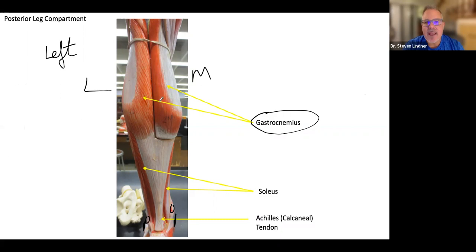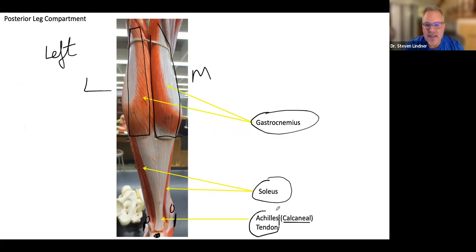So when we look at the gastrocnemius, we see that this right here is the medial head, and this right here is the lateral head. So there are two heads to the gastrocnemius. And deep to the gastrocnemius is a muscle called the soleus. We can see the fibers on both the lateral and medial side. Both the gastrocnemius and the soleus have an attachment site to the calcaneus. And the way it attaches to the calcaneus is by the Achilles tendon.